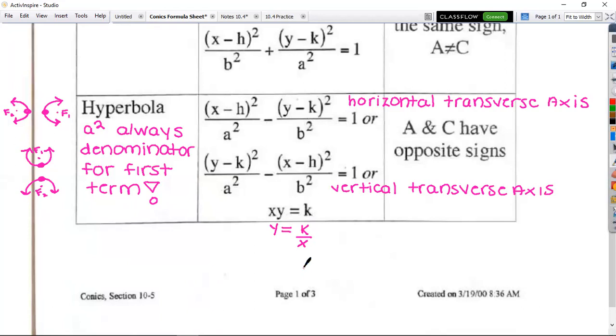All right, so you can keep your formula sheet out in front of you and now look over at your 10.4 notes.